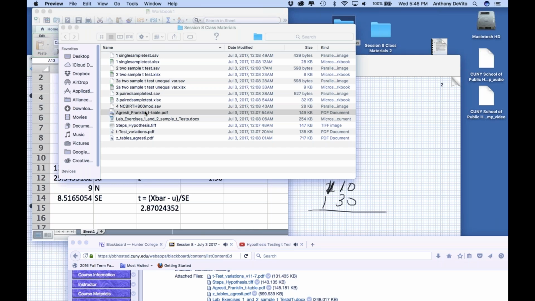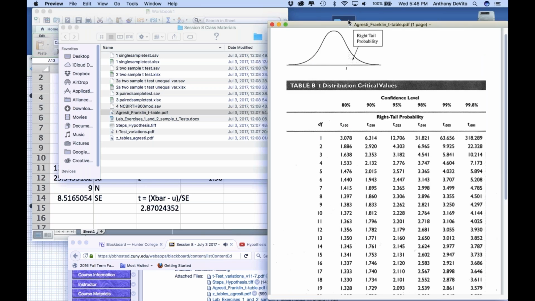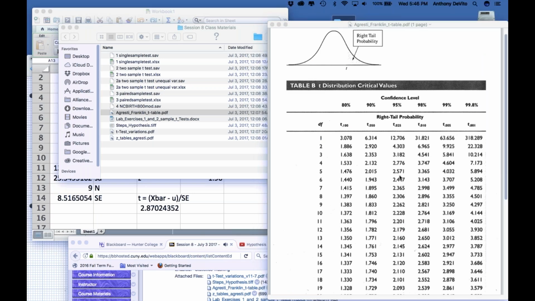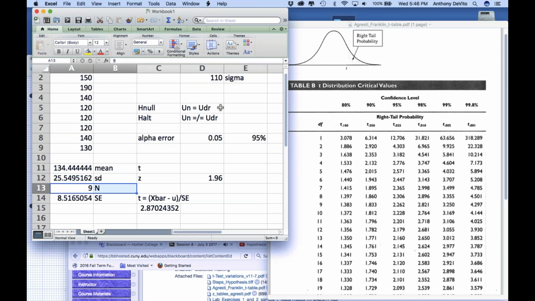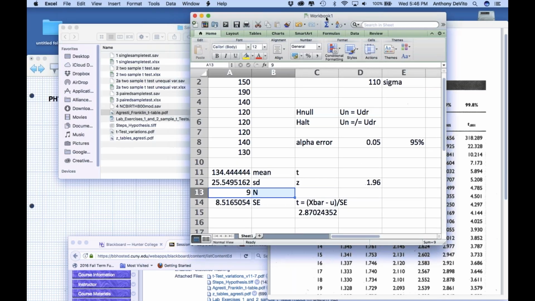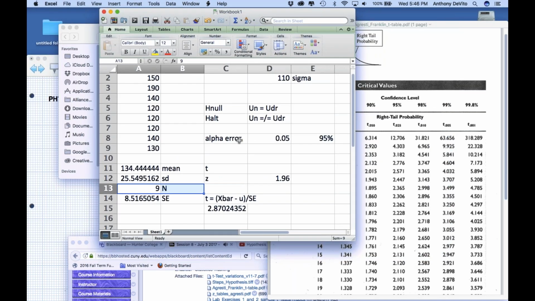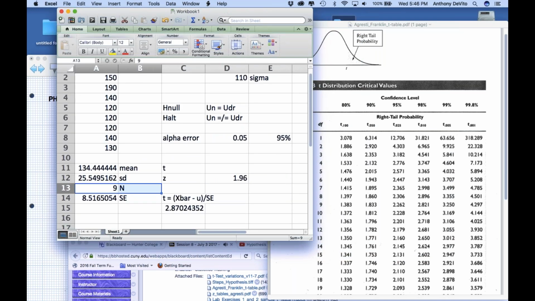Okay, here's a t table. Oh, did I say that? Oh, okay, I lied. It's 110. Okay, I'm going to keep it 110 because if I make it 120, I'm not going to be able to reject the null hypothesis. So I'm cheating. Okay, I'm going to go back. I'll change that later on. So I'm going to cheat. Okay, so let's call it 110. I like that better. Okay, so the number we get is 2.87.